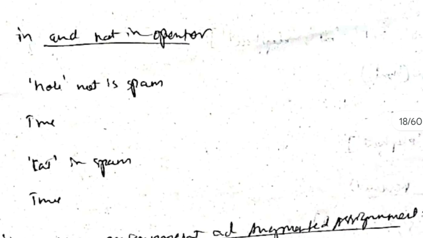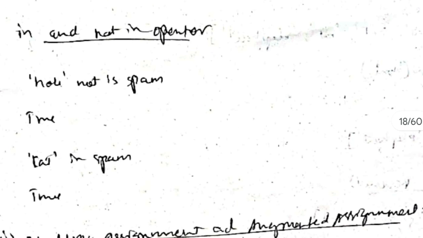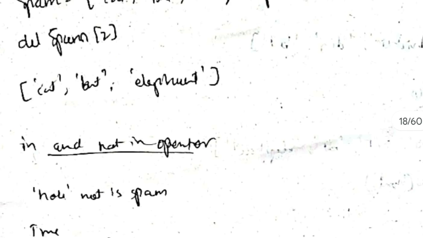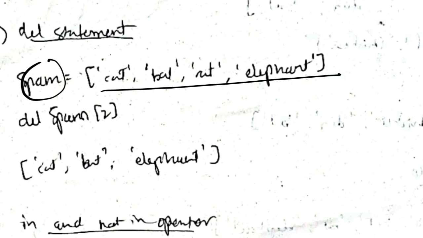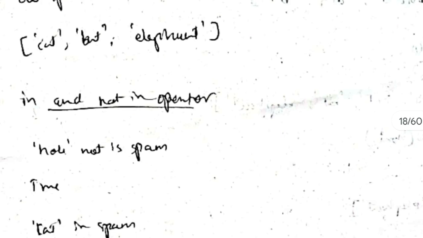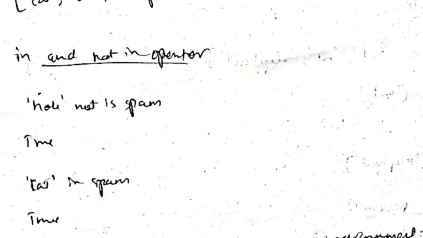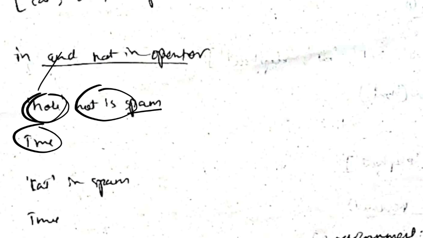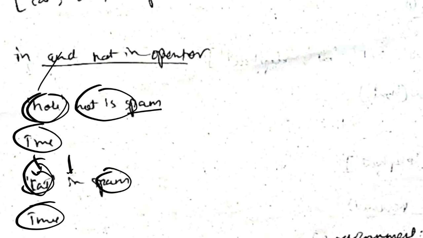Okay, and the fifth one is the in and not in operator. This is the previous example we are taking here. Spam has 4 elements: cat, bat, rat and elephant. What we have to check is whether the word whole is present in the list spam or not. So we write whole not in spam. That's true because whole is not present in spam, so the output will be true. And if you have to check whether some element is there in spam, we write cat in spam. The cat element is present in spam, so it will print true. Okay, this is how you use the in and not in operator.